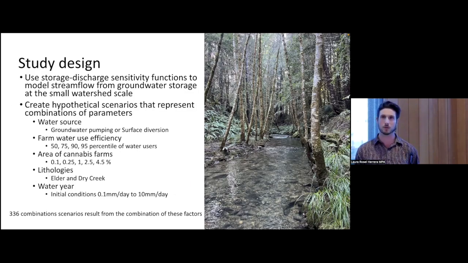So our study design was to create a number of hypothetical situations that represent different parameters that vary in cannabis agriculture on the landscape. We're using these storage discharge relationships to make synthetic hydrographs that vary water source, whether farms were pumping water out of groundwater or using surface water diversions; farm water use efficiency, as we see a wide range of area-normalized farm water use efficiency, and so we wanted to represent some of that variation; the area of cannabis on the landscape; different lithologies; and then California has an extremely variable climate, and we wanted to encompass some of that variability as well.